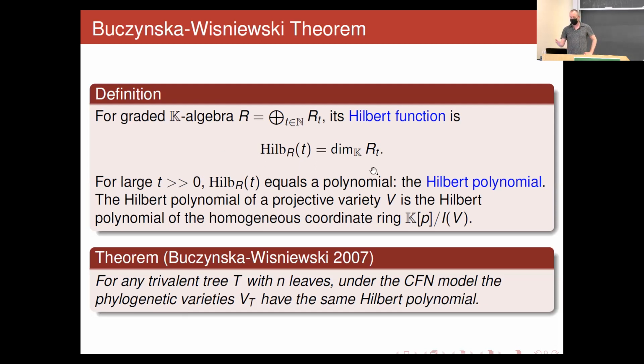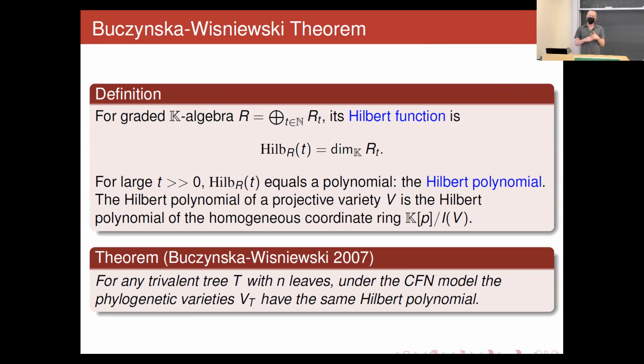So you take the coordinate ring and you look at the dimensions of the different graded pieces of the coordinate ring, and that gives you the Hilbert function, which eventually is a polynomial called the Hilbert polynomial. And Buczynska and Wisniewski knew that these things were toric varieties, so they said, let's analyze more deeply the algebraic geometric structure. And the thing they realized is that for this very simple model, the Cavender-Farris-Neyman model, for any trivalent tree with n leaves, all of those Hilbert functions are the same, regardless of what tree you start with.